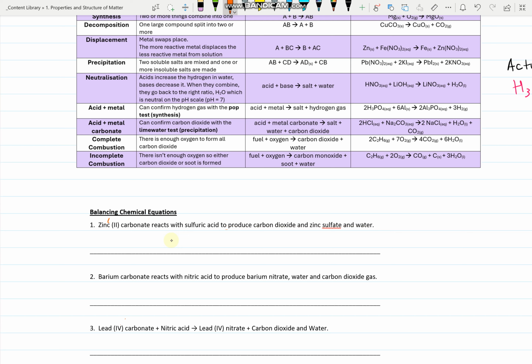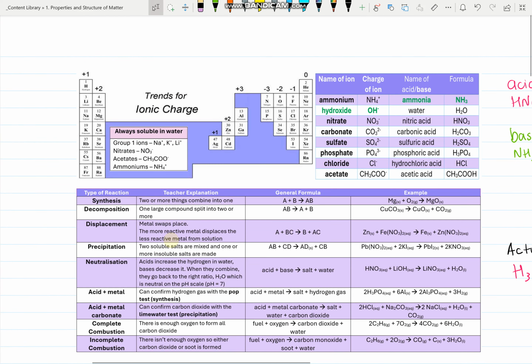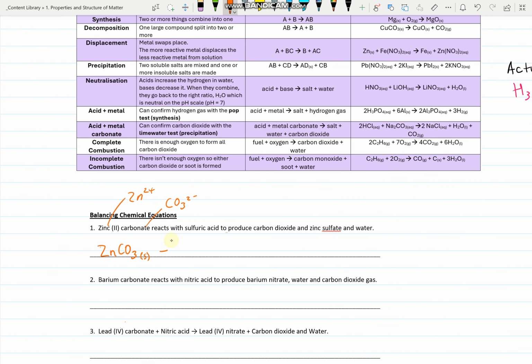Right, going to do this quickly. Zinc is 2 plus, it's given to you. Carbonate is 2 minus, so the ratio they come together is 1 to 1. I wouldn't stress too much about whether it's a solid or a liquid, although there are some guidelines up here. Zinc carbonate in solid form reacts with sulfuric acid. All acids are always aqueous. It goes to the salt, which is zinc sulfate. Zinc is 2 plus, sulfate's 2 minus, so they're a 1 to 1 ratio. All salts are aqueous.